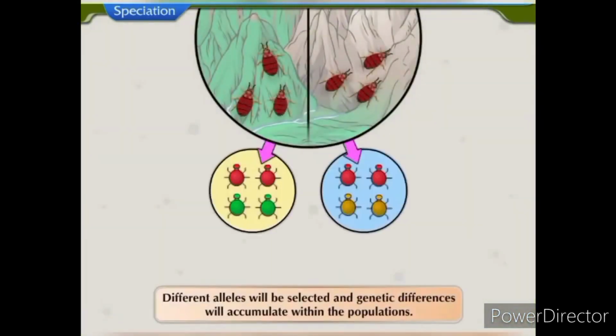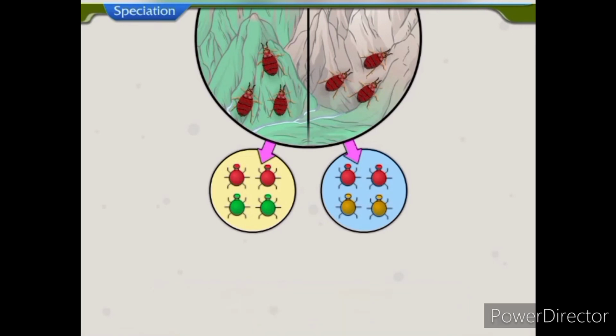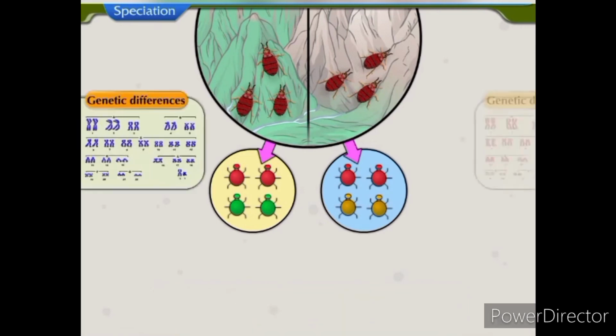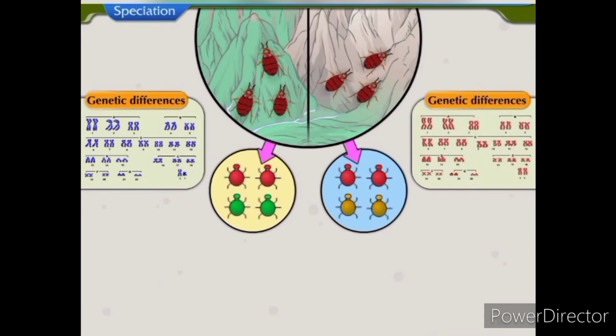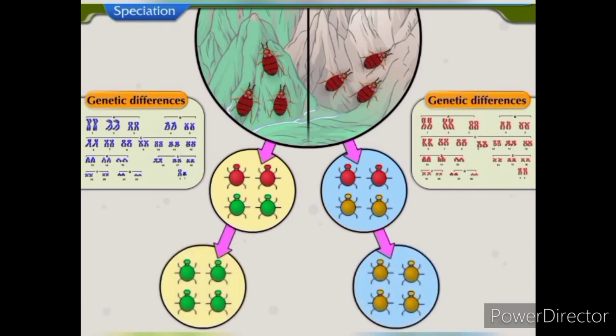Different alleles will be selected and genetic differences will gradually accumulate within the populations. Over a period of time, enough genetic differences will occur, as a result of which the two subpopulations can no longer interbreed. They will emerge out as different species.